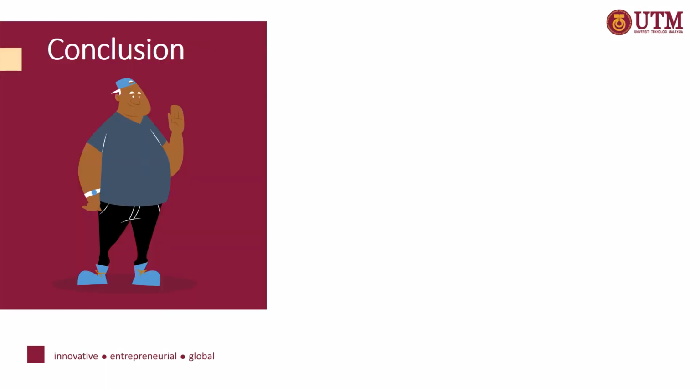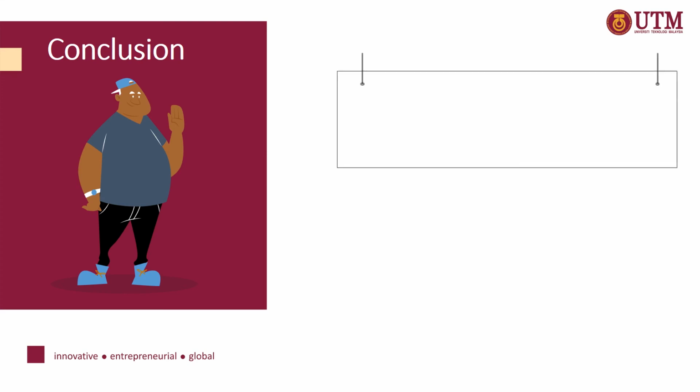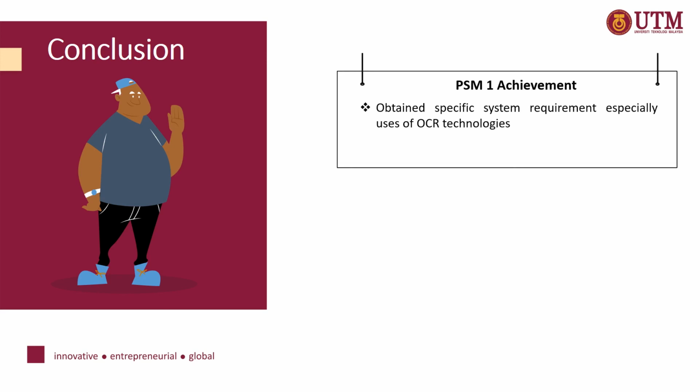And for the last one, the conclusion of the overall project. This project, for my achievement of PSM1, is that I have already obtained a specific system requirement, especially the use of OCR technology. And I successfully defined the framework for the development of the mobile application.